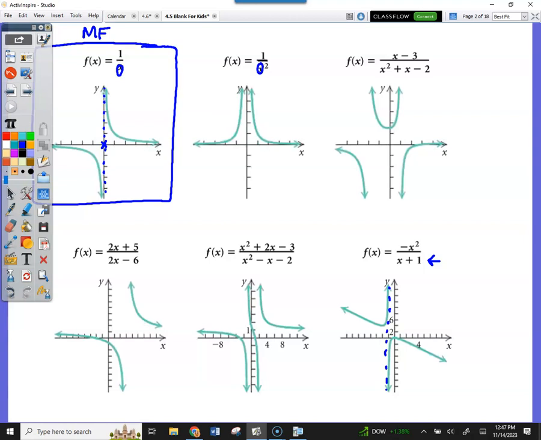Notice in this one right here, bottom middle, notice there's 2. One here, one here. You would take that and you would factor it. And you would have 2 restricted values.